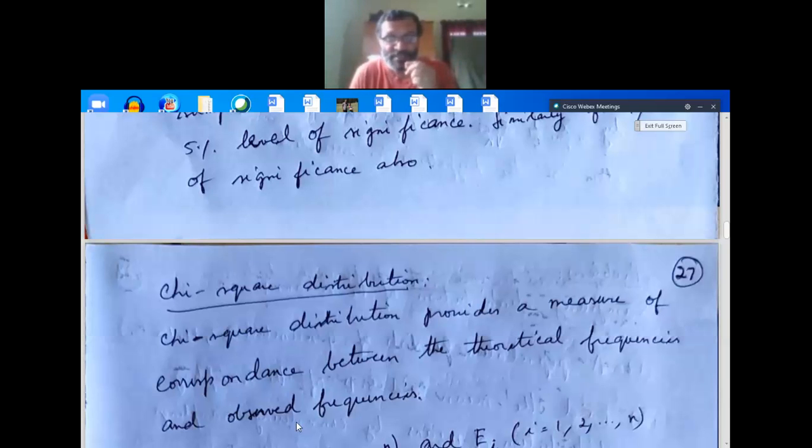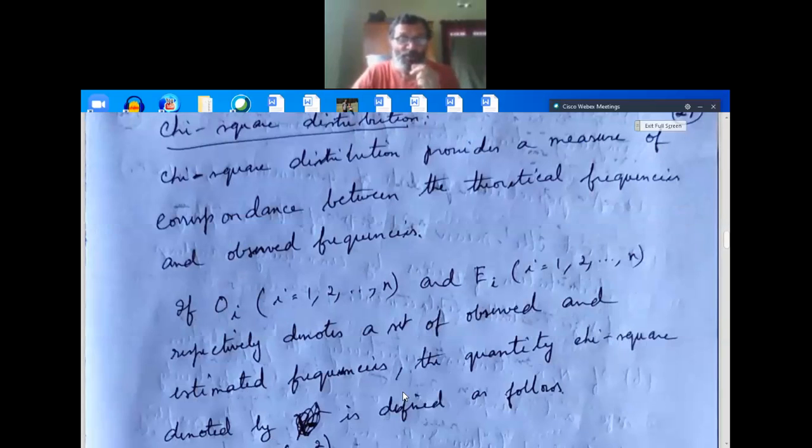Chi is a very famous distribution. What is its work, or what do we get from it? It provides a measure of correspondence between the theoretical frequencies and observed frequencies. What the theoretical and observed frequencies are, we will see when we solve the problem. Again, the chi-square distribution provides a measure of correspondence between theoretical and observed frequencies.